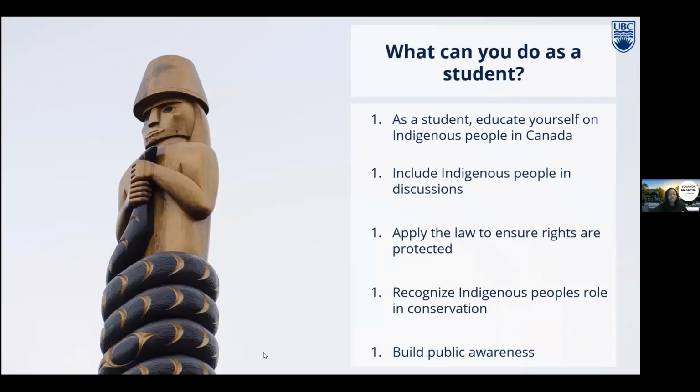So continue building public awareness of some of the challenges facing Indigenous communities, and there are various resources you can find to help you learn more about the different challenges that they face.